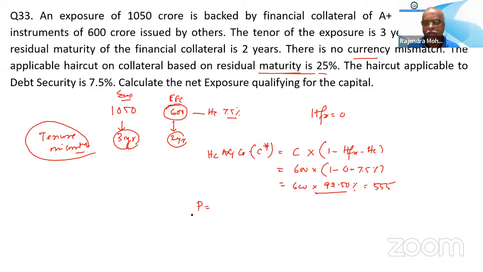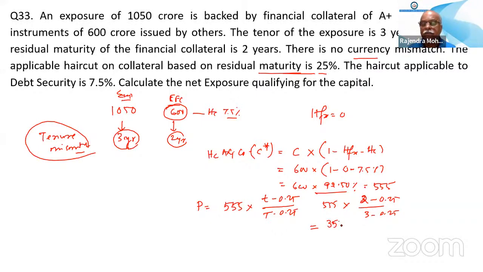Now we have to calculate what is the P. P is the tenure mismatch. Again, you have to find out what is the haircut adjusted collateral after tenure mismatch. So it will be 555 multiplied by small t minus 0.25 by capital T minus 0.25, that is 2 minus 0.25 by 3 minus 0.25. Small t is the tenure of EFC, capital T is the tenure of exposure. What is the amount coming? 353.18. So this is the haircut adjusted collateral.